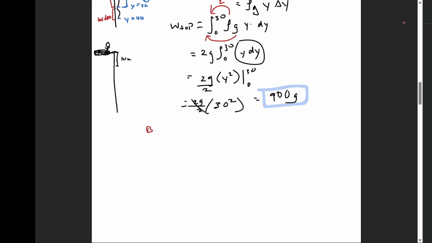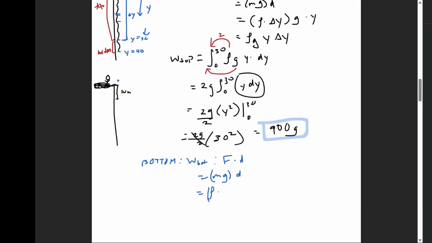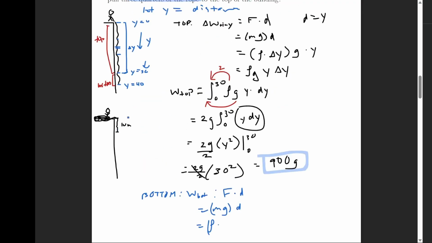So bottom. Why is it red? I guess we do it in blue. Let's do it in a different color. W bottom is force times distance, like the one up here. What is force? Gravity, and gravity is mg d. And we do the mass too, rho times length. In this case, we could just use the full length.